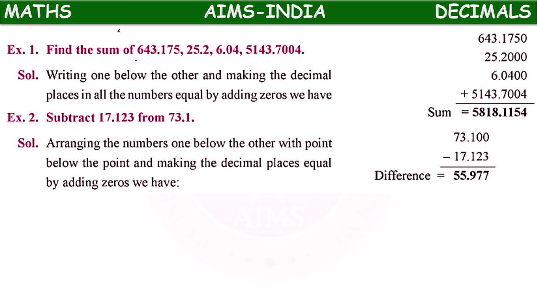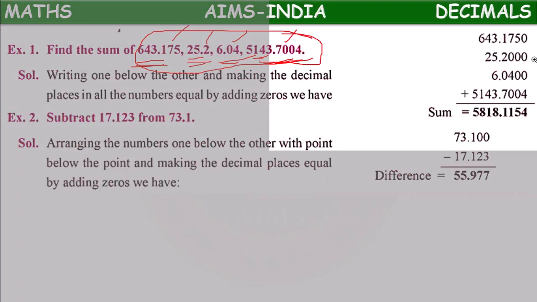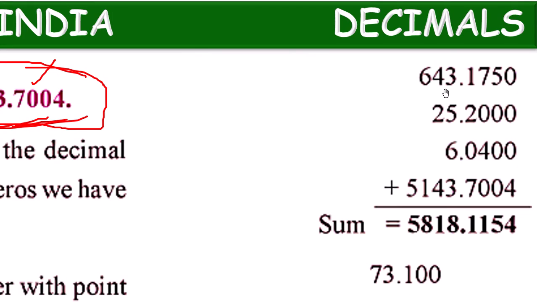Find the sum of 643.175, 25.2, 6.04, 5143.7004. We have 3 decimal places, 1 decimal place, 2 decimal places, 4 decimal places. All are unlike decimals. So how to write them? We have to write them like this. We can keep zeros, as many zeros as we want.